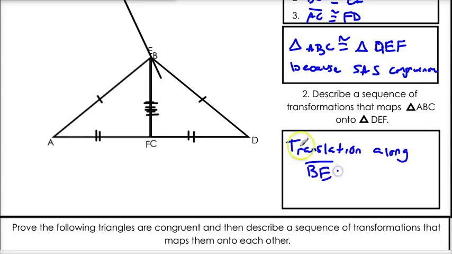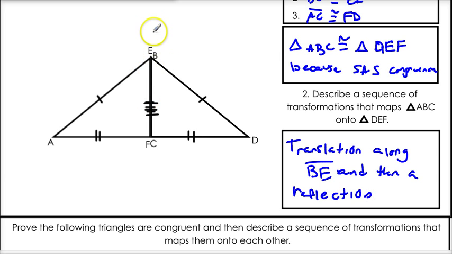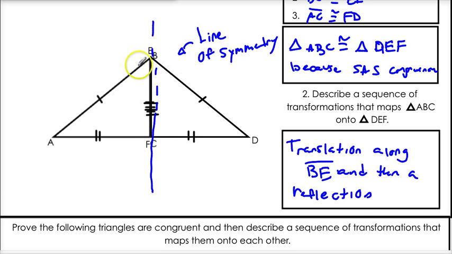Then the next thing we could do is a reflection. So let's reflect them over each other. So, and then a reflection. And you always have to put the line of symmetry, right? So our line of symmetry is down here. All right, this is our line of symmetry. It's what cuts in the middle. And that's what we're going to reflect it over. So we're going to reflect it over EF. And that maps triangle ABC onto triangle DEF. Man, I'm running out of room here.